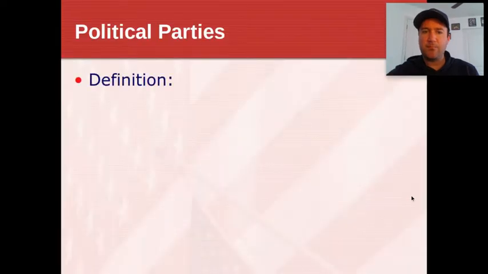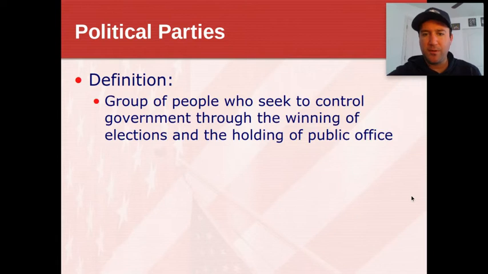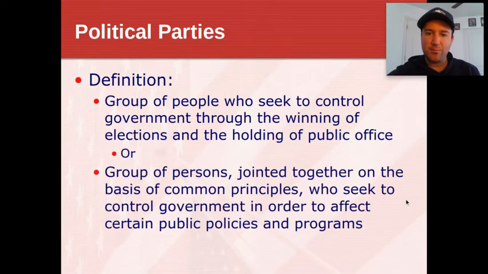So first of all, a political party is a group of people who seek control of government through the winning of elections and the holding of public offices. Essentially, it's an organization to try to promote winning so that they can continue to promote issues that they stand by. Sometimes it can be persons or groups joined together on basic common principles, where they stand on certain issues, and they seek to control government in order to put out laws that fit in with their ideology or their principles altogether.